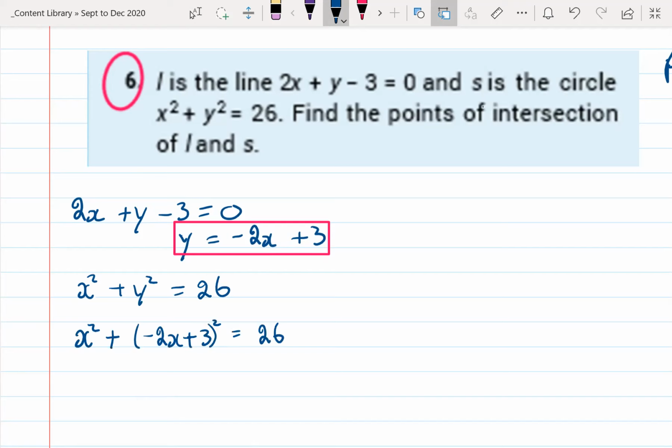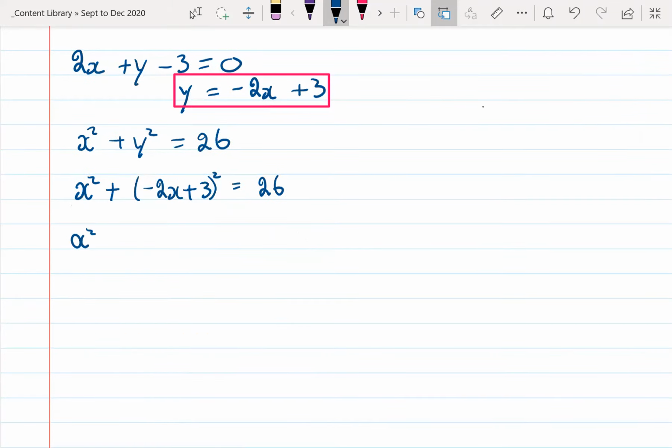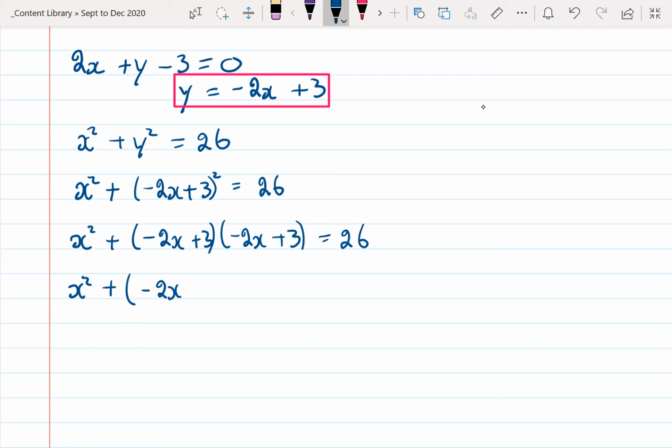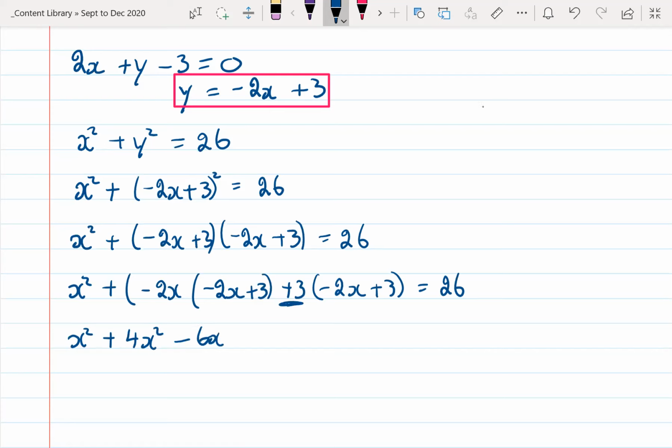We need to now expand that bracket and multiply it. So -2x plus 3 multiplied by -2x plus 3. Break up the first bracket, so you get -2x multiplied by the second bracket, and the plus 3, the second part of the first bracket, multiplied by the second bracket as well. Now we actually do the multiplying. -2x by -2x gives us a positive 4x squared, and -2x by 3 is -6x. Then 3 by -2x again is -6x, and 3 by 3 is 9.